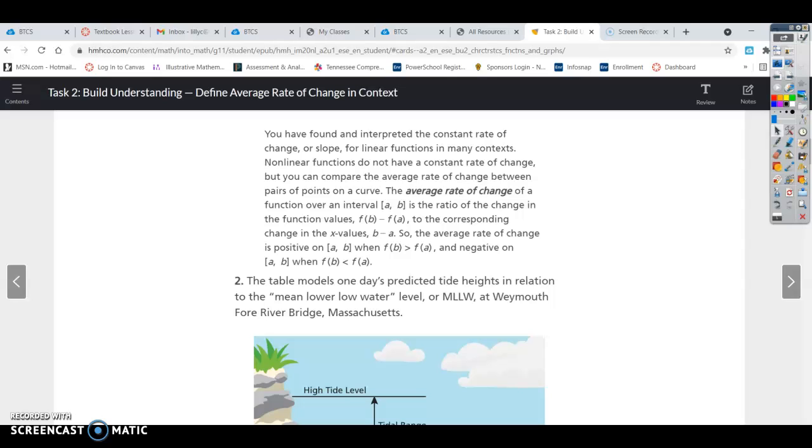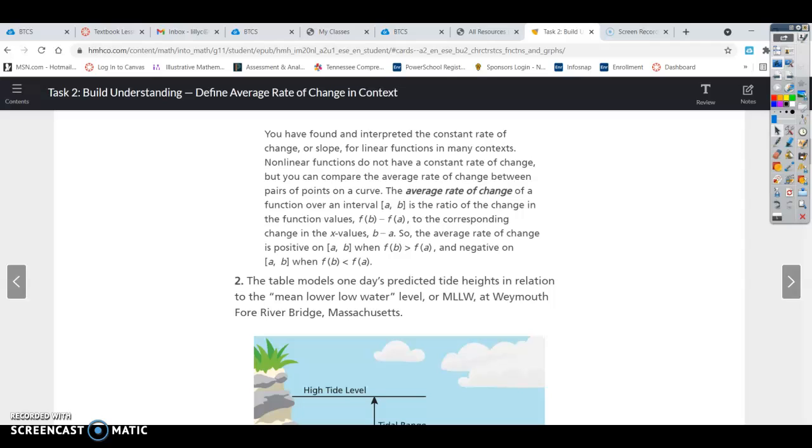The average rate of change of a function over an interval is the ratio of the change in the function's values, so f of b minus f of a, that's basically saying your y minus y, to the corresponding change in x values, and we usually say x minus x, or usually we use y2 minus y1 over x2 minus x1. They're just using a's and b's. Don't let that confuse you.